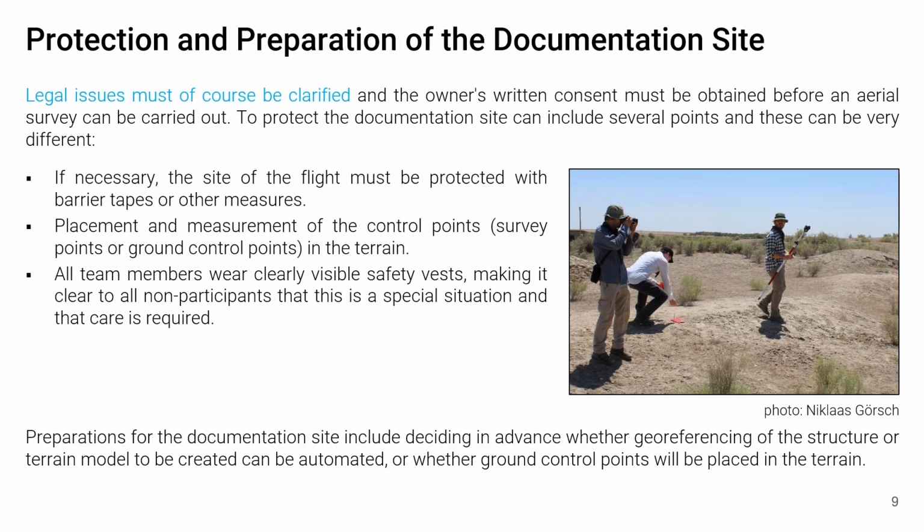Legal issues must of course be clarified, and the owner's written consent must be obtained before an aerial survey can be carried out. Protecting the documentation site can include several points, and these can be very different. If necessary, the site of the flight must be protected with barrier tapes or other measures. Placement and measurement of the control points, survey points, or ground control points in the terrain. All team members wear clearly visible safety vests, making it clear to all non-participants that this is a special situation and that care is required.